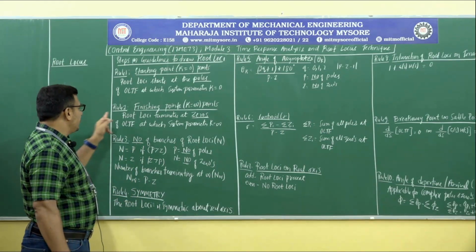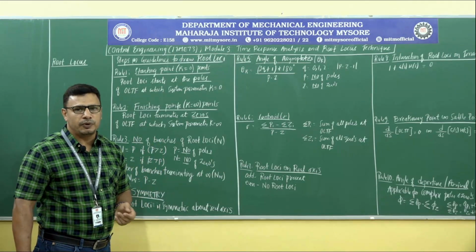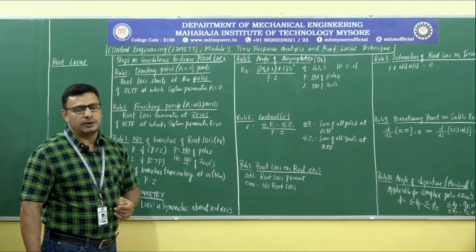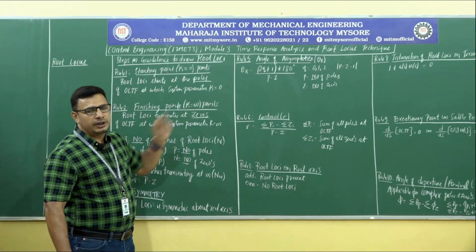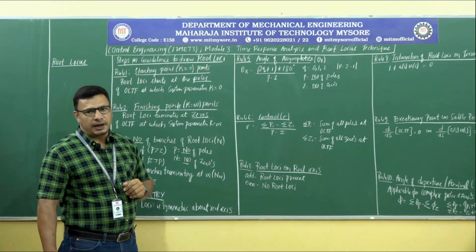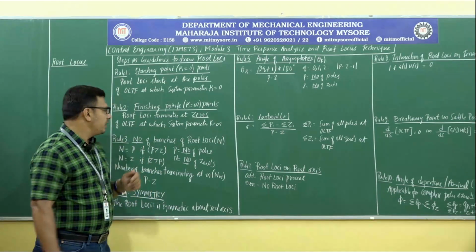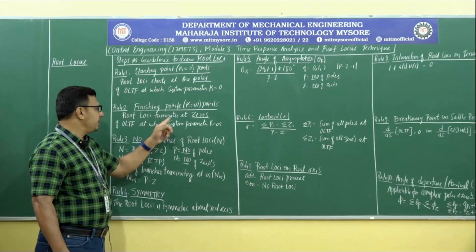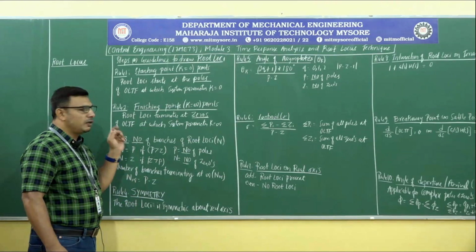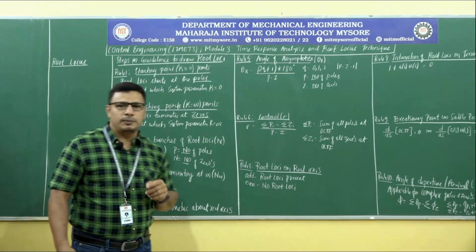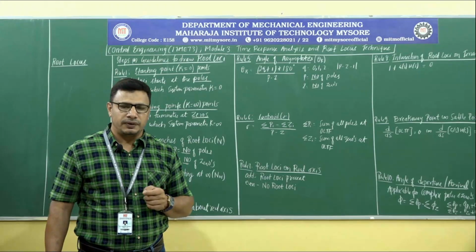Then, number 2, if there are starting points, then there have to be finishing points for any branches of root loci. So, finishing points are also called K is equal to infinity points, and all zeros will be the finishing points. All zeros, root loci terminates at zeros. So, all zeros of the given open loop transfer function will be the terminating points or the finishing points.